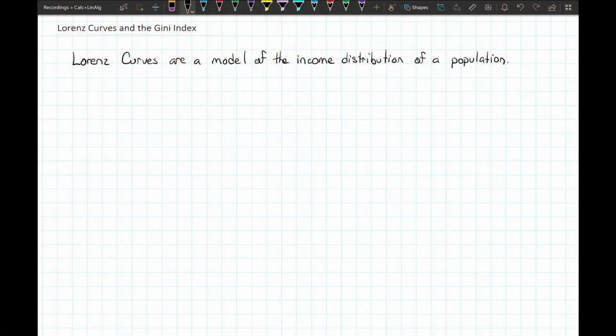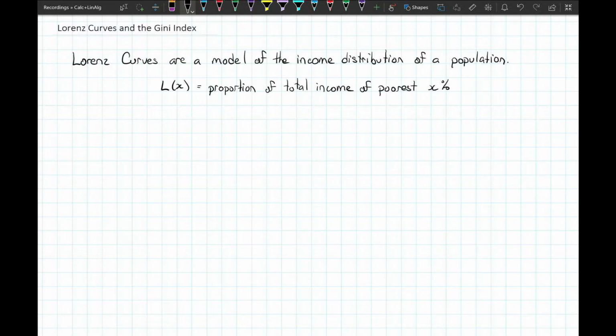This is a model of income distribution of a population. And it's a function, so let's denote that function L of x. And L of x tells us what proportion of the total income of that population the poorest x percentage receive.